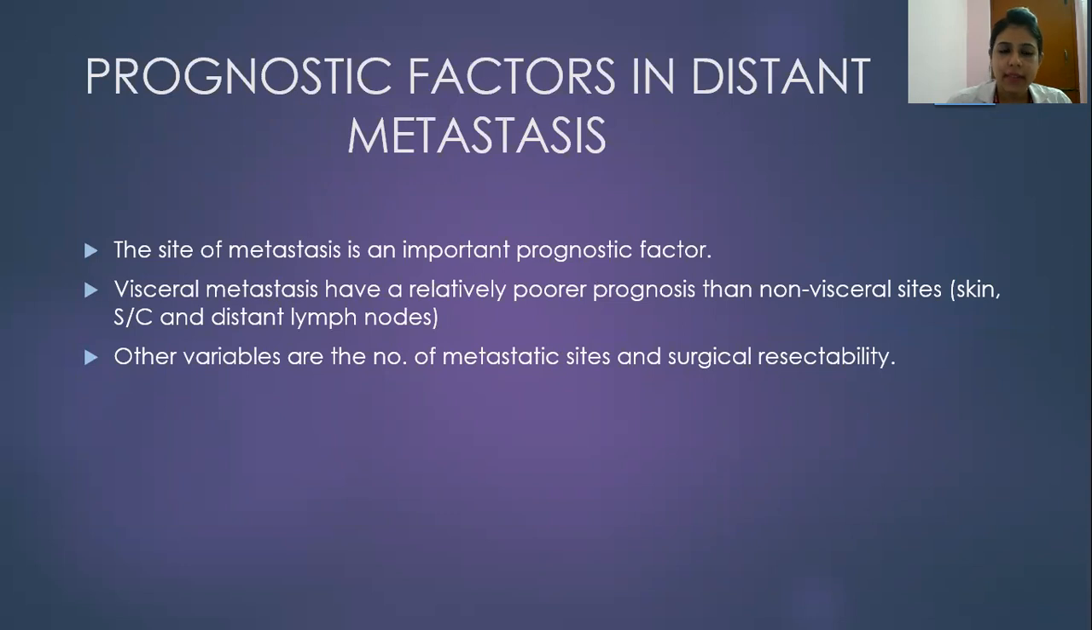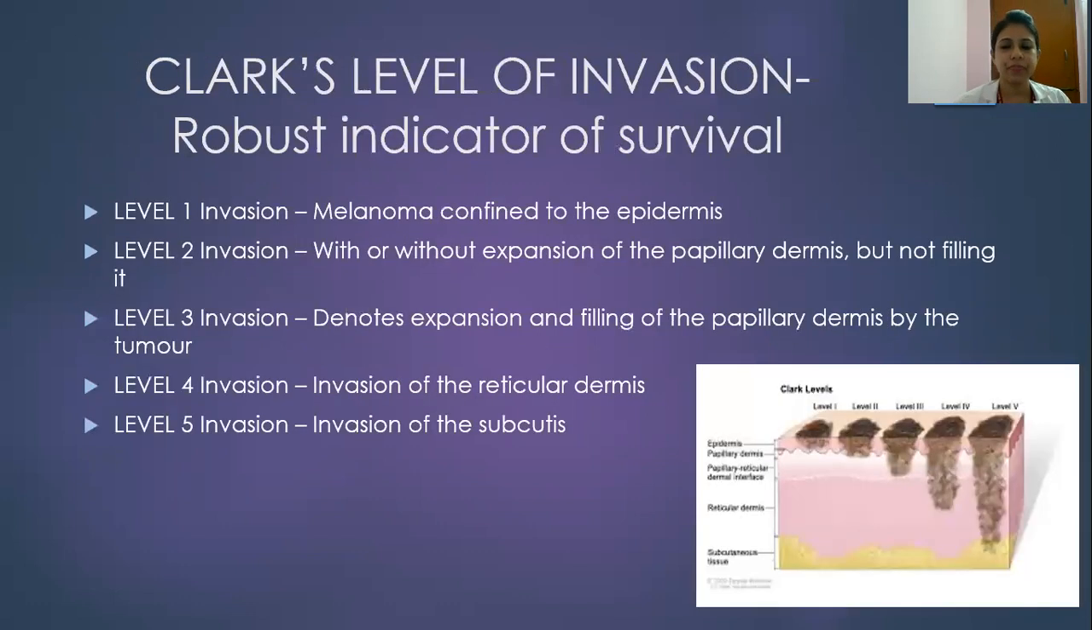Another prognostic factor is distal metastasis. The site of metastasis is an important prognostic factor. Distal mets have a relatively poorer prognosis than non-distal sites, such as the skin, subcutaneous tissue, and distal lymph nodes. So if the organs are involved, it is a worse prognosis. Other variables are the number of metastatic sites and surgical resectability. That's the prognostic factor of distal metastasis.